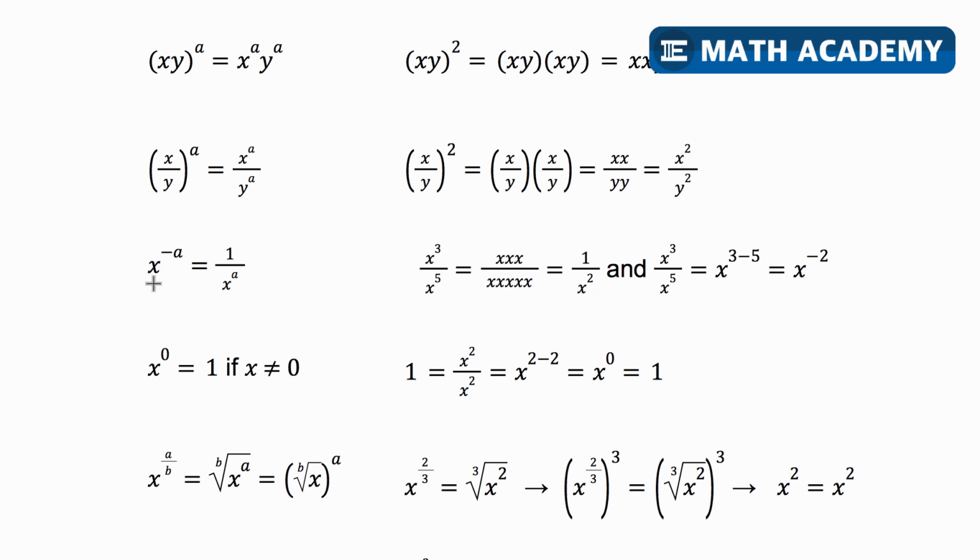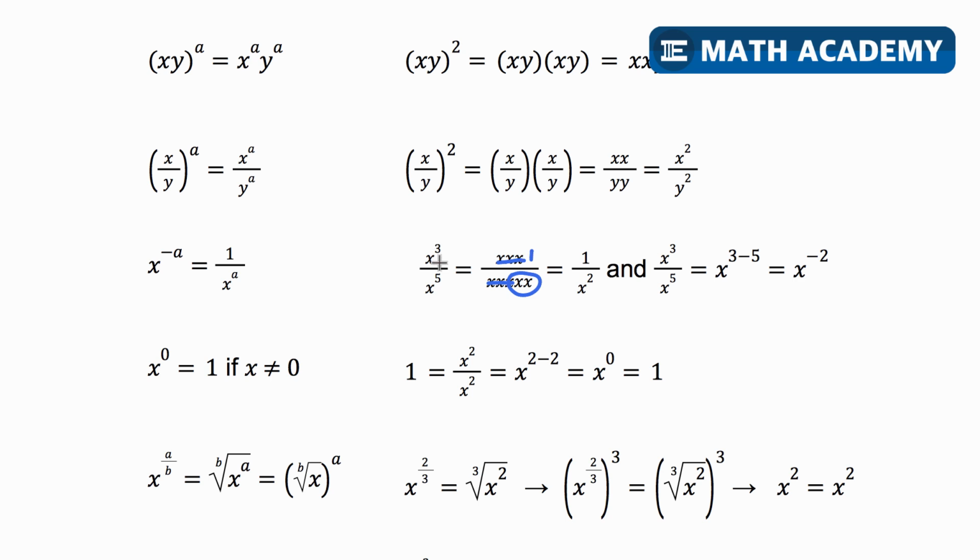Next, we have a negative exponent. X to the negative a equals 1 over x to the a. An example that can help us make sense of that is x to the power of 3 divided by x to the power of 5. That's 3 x's being multiplied by each other on the top. There's 5 on the bottom. And we could cancel out 3 on the top with 3 on the bottom. So we get 1 over x squared.